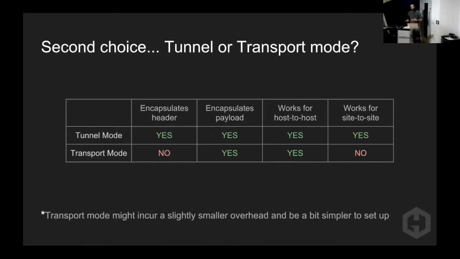You also have to choose a transform mode, which basically means: do I want to encapsulate only the payload of the packets I'm sending at the IP layer, or do I want to encapsulate the whole thing? Tunnel mode is good if you're doing a site-to-site tunnel, for example. Transport mode works very well if you're doing host-to-host and has less overhead.